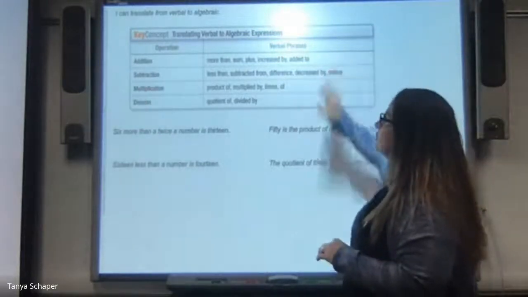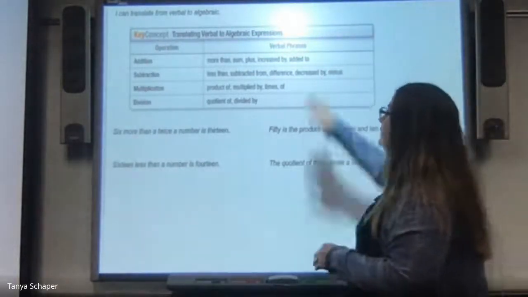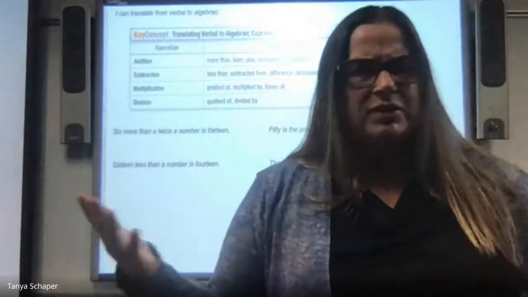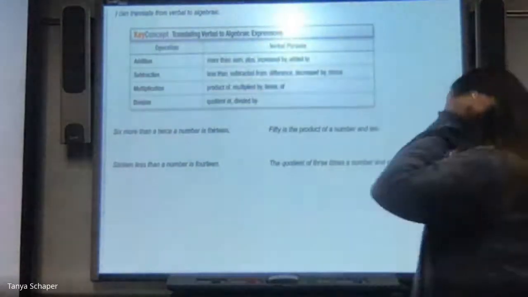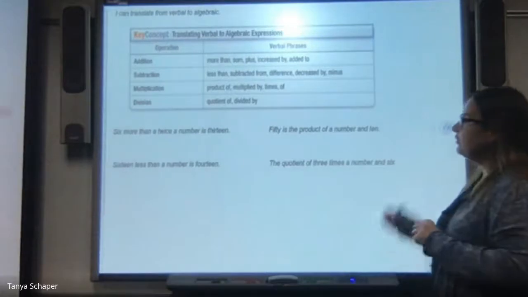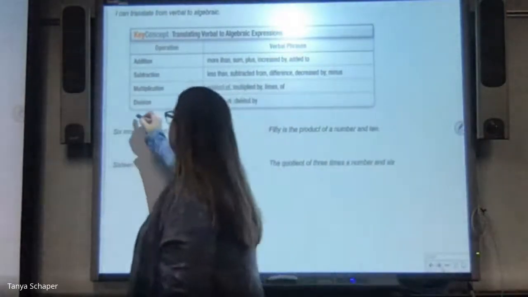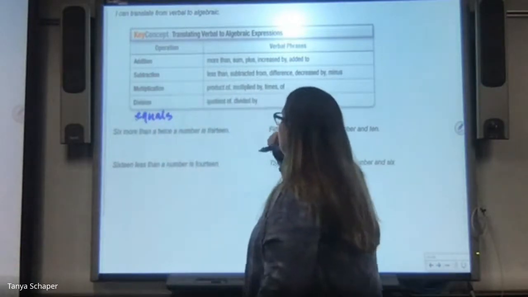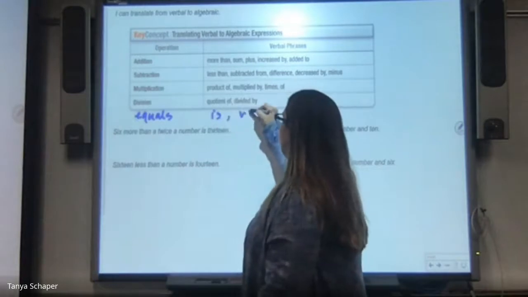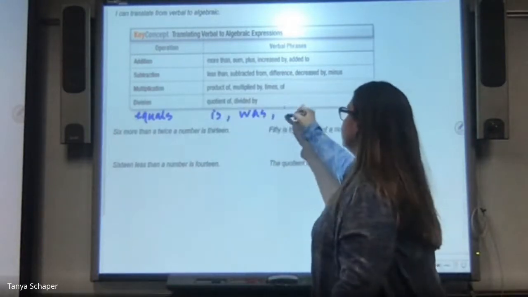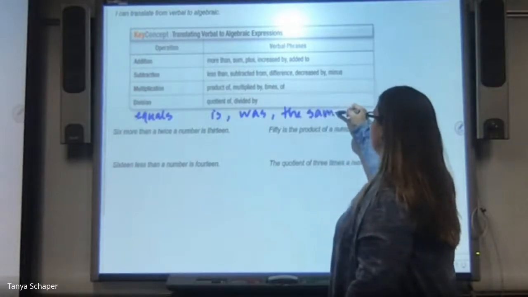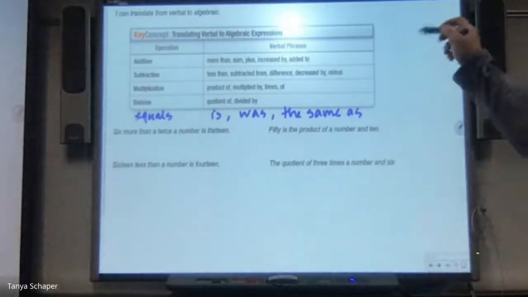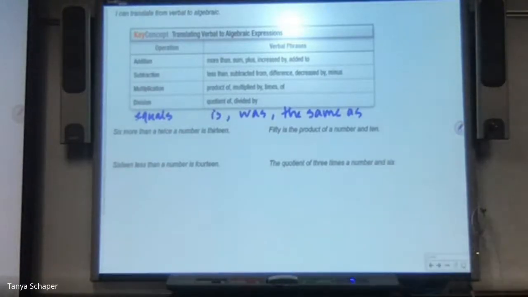This right here shows you, and it's in your packet as well, the different words that we can use for addition, subtraction, multiplication, and division. Use this as a guide. That's perfect. So let's take a look. There's one other one I want to add here, which is equals. If you could add that to your notes: is and was are the same as equals. If you want to write those down, that'll be helpful. And I know looking at the screen, it's probably not super clear to see what words are in those boxes, but that's why you have it in your notes, okay?